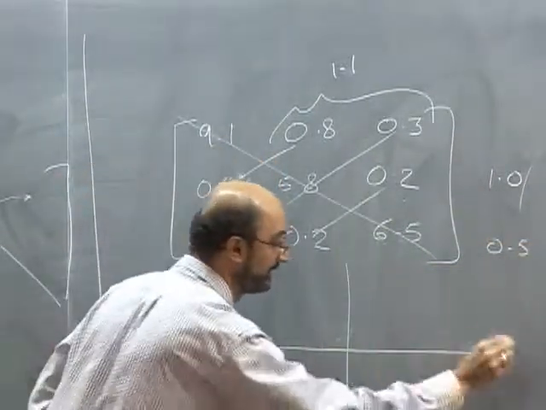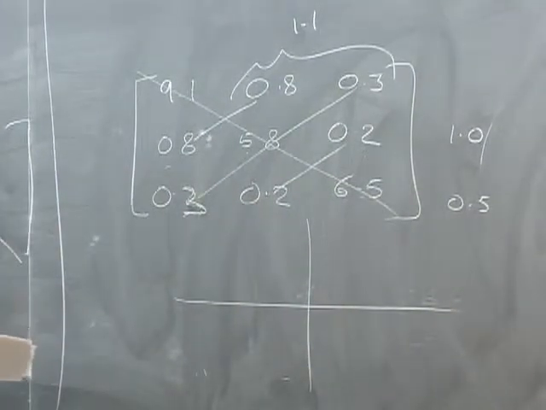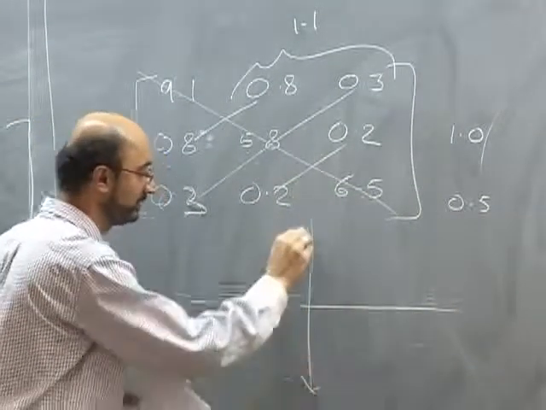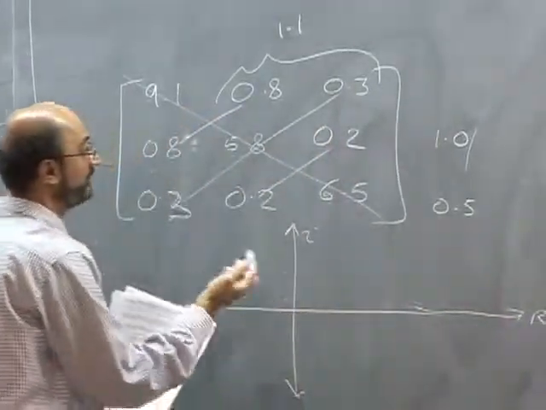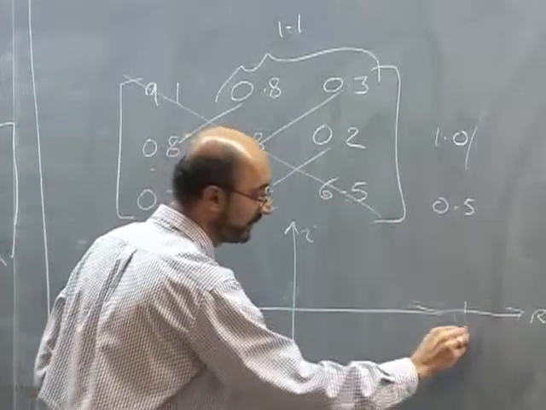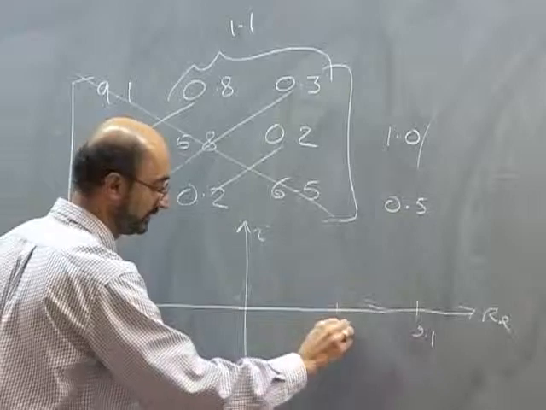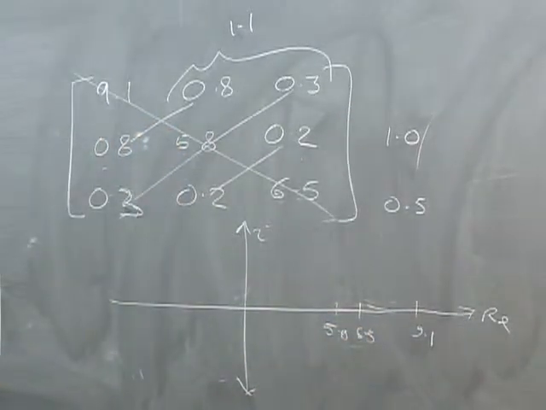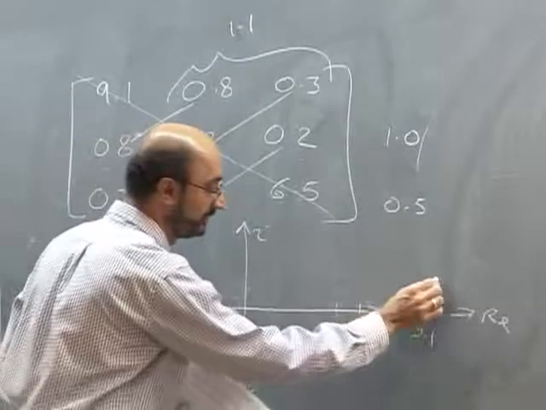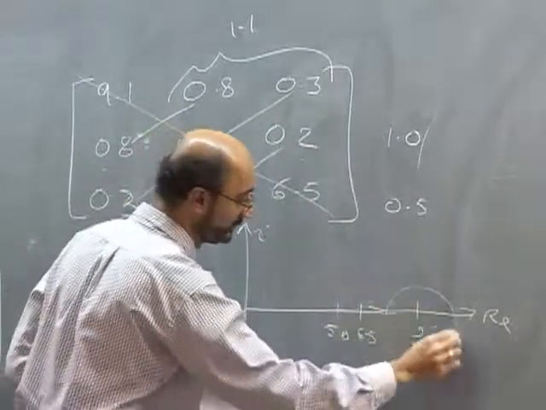Okay, so the diagonal values happen to be reals. So in the complex plane, with this being the imaginary axis and this the real axis, they actually are on the real axis. So we have 9.1, 5.8, and 6.5. And we know that the disk is going to be like this, right? So it's 9.1 of radius 1.1, so it's going to go to 8, something like that.